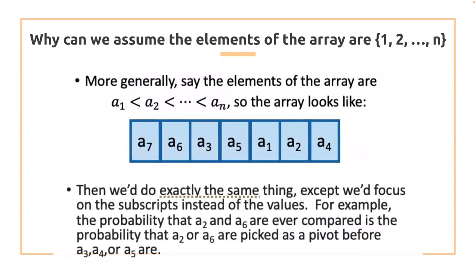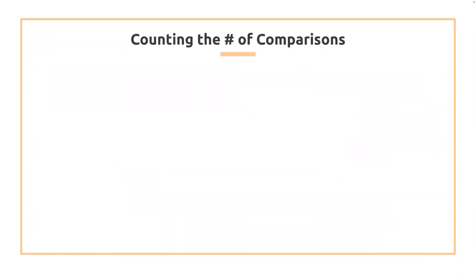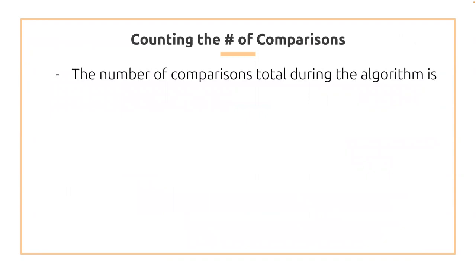I'm going to skip this slide, but it should explain why you can assume they're all 1 through n. But let's start counting the number of comparisons. How do we do that? The number of comparisons total during the algorithm is this: if I had the answer to all of my x's, then I can just add them all up, and that will tell me how many comparisons I did. Because if I didn't compare them, the x is 0, and if I did compare them, the x is 1. So all this is saying is add them all up.